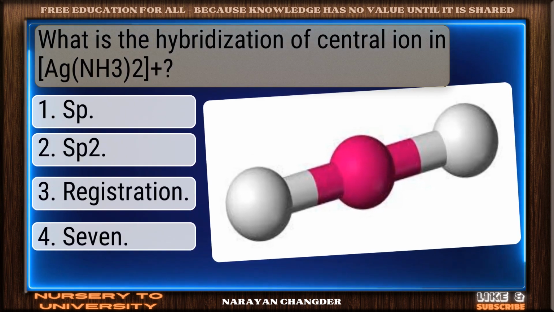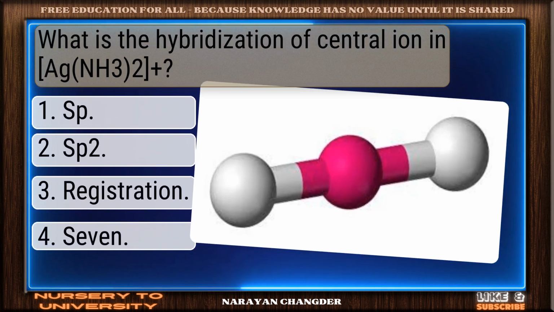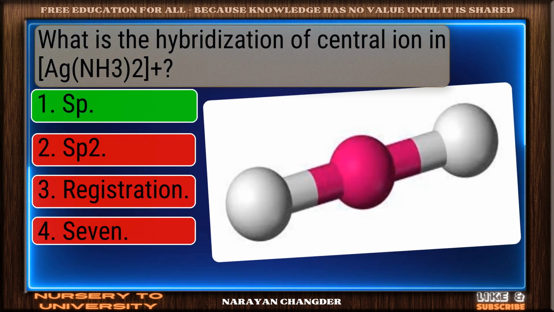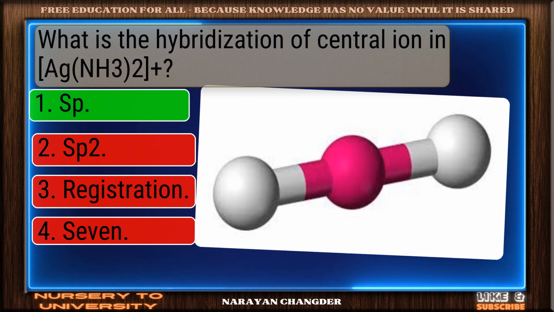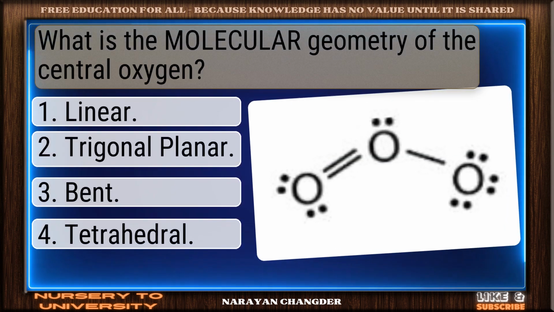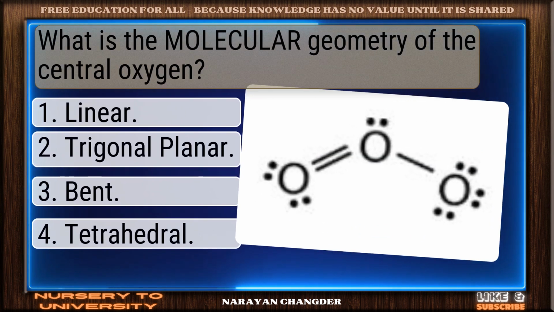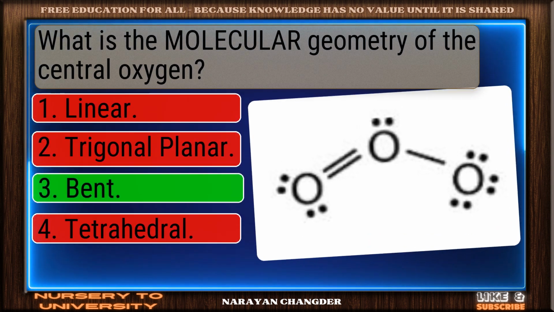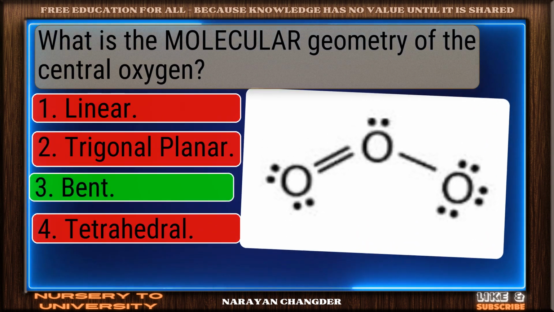What is the hybridization of the central ion in the species shown? Well done. sp is the right choice. What is the molecular geometry of the central oxygen? Sharp thinking. Bent is the right choice.